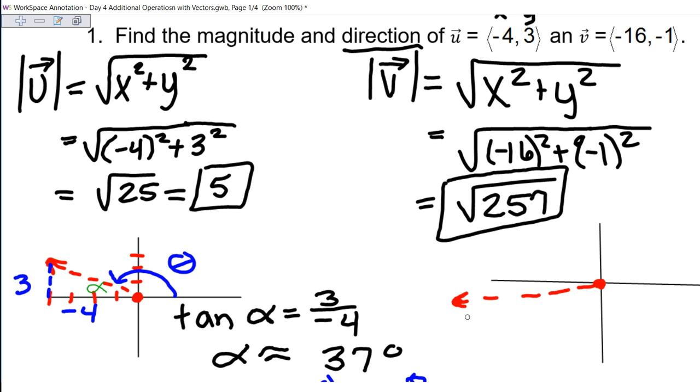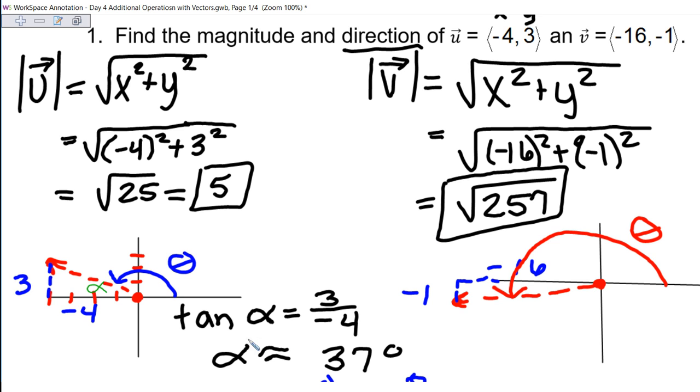So there is my vector, the resultant vector. Now if I go ahead and make my right triangle, what would I label the top piece? Negative 16. What about this leg? Negative 1. And again, what we're looking for is theta, the angle in standard position. So from the positive x-axis all the way over here to where our vector is. That represents theta. So before I can find theta, I first need to find this small angle here.